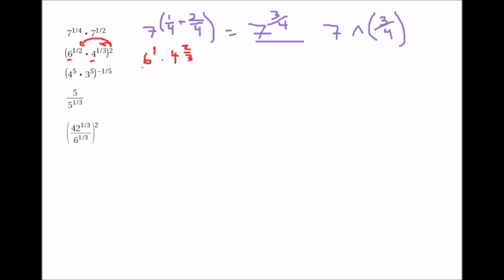And the book's actually fine if you leave your answer like this as well. Or, of course, you don't need that exponent of 1, so you have 6 times 4 to the 2/3, and that's going to be your answer. You can't really combine those anymore.